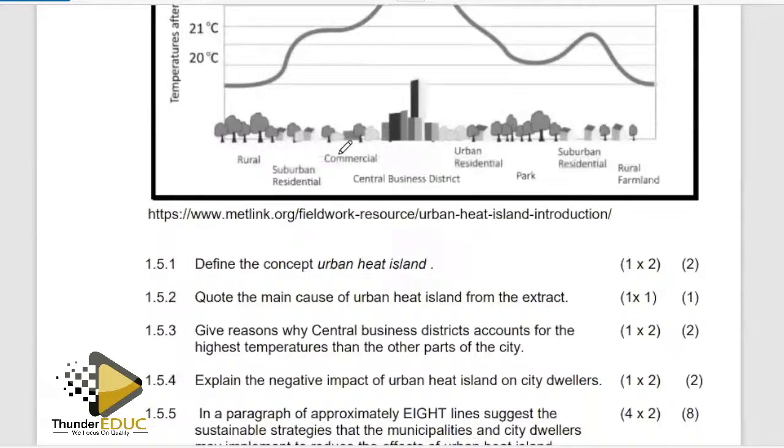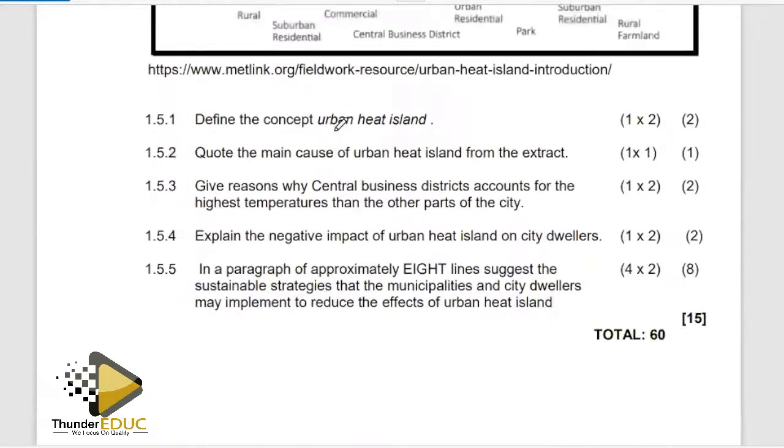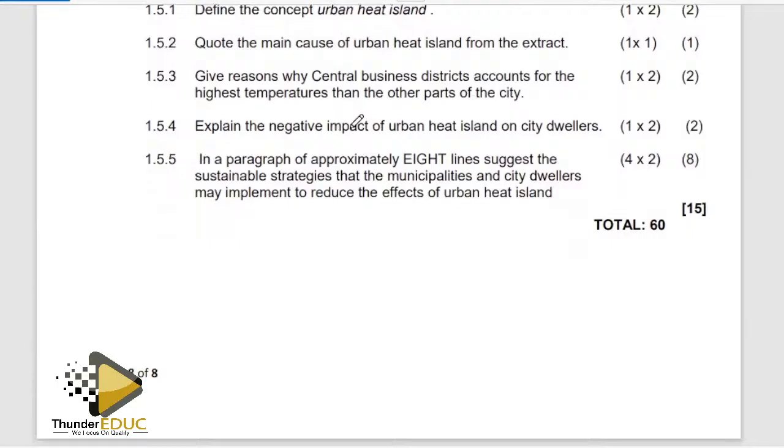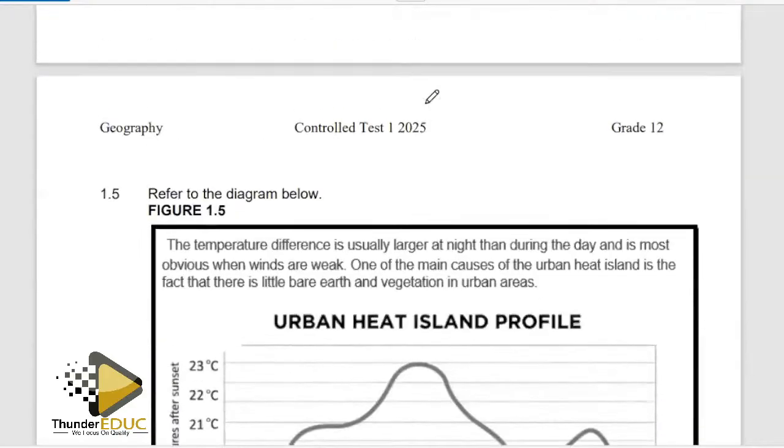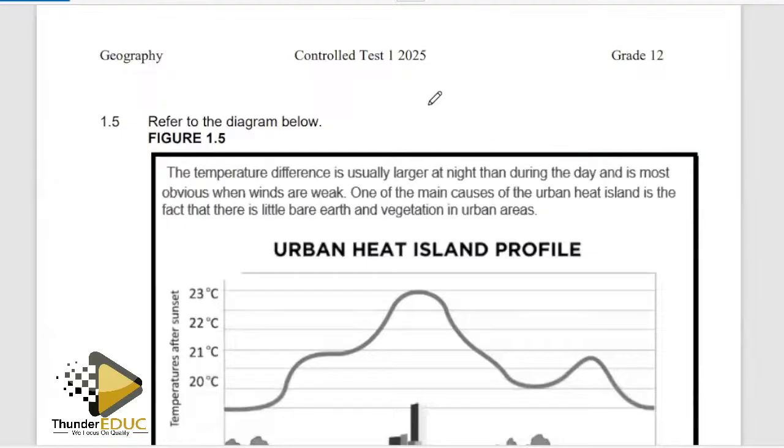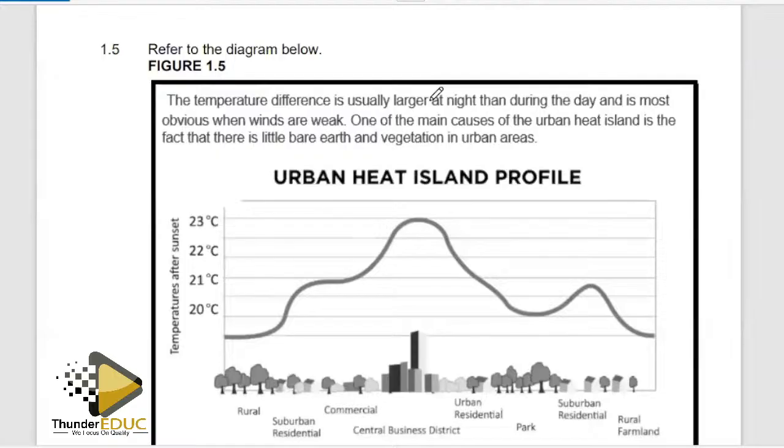It's talking about urban heat islands. Right, it says, define the concept urban heat island. The text is saying the temperature difference is usually larger at night than during the day and is most obvious when winds are weak. One of the main causes of the urban heat islands is the fact that there's little bare earth and vegetation in urban areas.